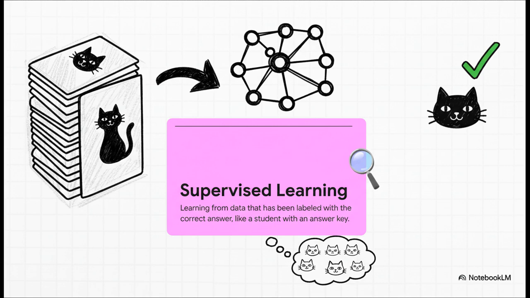And this analogy is perfect. Think of it like you're teaching a student with a textbook that has an answer key in the back. You give the AI a bunch of examples, and you also give it the right answers. You show it 1,000 pictures of cats that are all labeled cat, and after a while, it starts to figure out what a cat looks like all on its own.